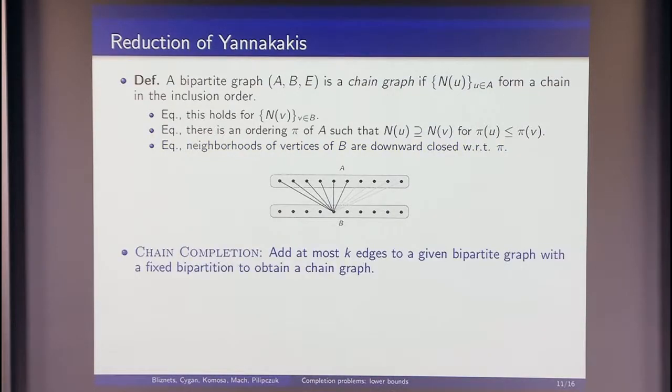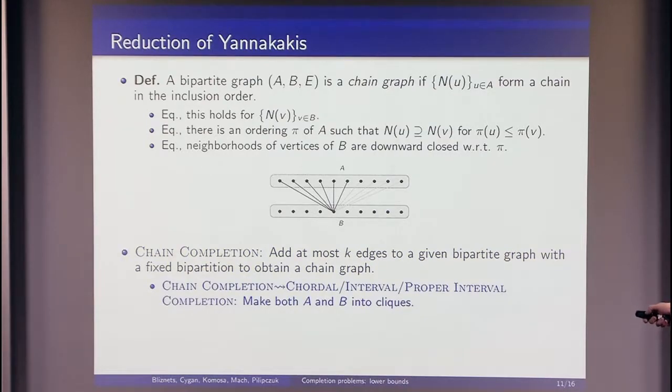And now the chain completion problem is again the same kind of problem. I get a bipartite graph with a fixed bipartition, and now I want to add at most k edges to make it a chain graph. And when it comes to lower bounds, this chain completion is like the mother of all completion problems, in the sense that you can reduce from this chain completion problem to all the completion problems very easily.